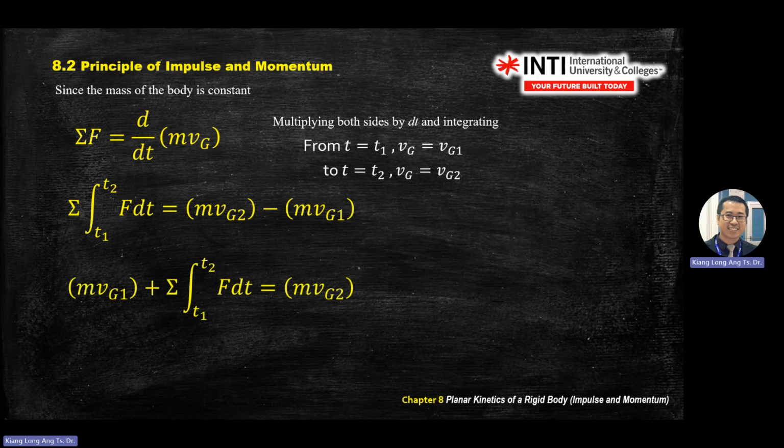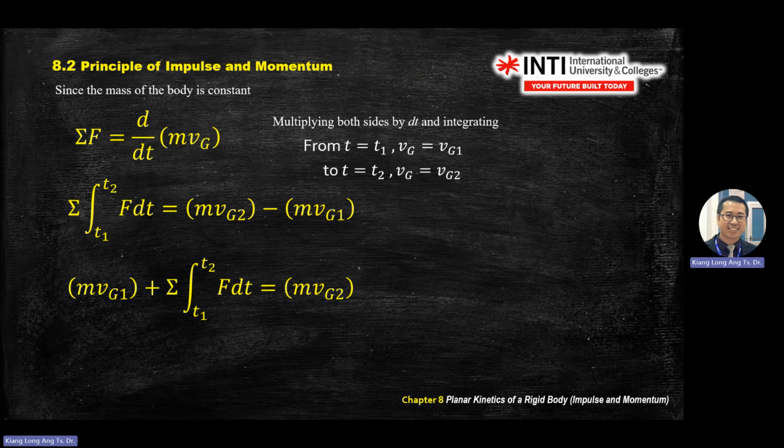So you move your dt to the left, you integrate the left hand side and the right hand side, and you get this equation. In fact, you already saw this equation previously for particles. It's just a particle, you don't focus on the center of gravity, there's only one dot always. So the principle of impulse and momentum is basically the momentum before plus the impulse equals the momentum after, or the impulse equals the difference of momentum.